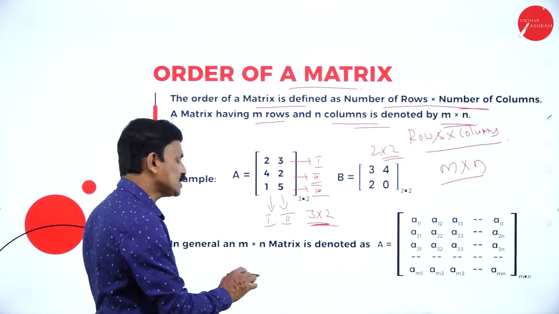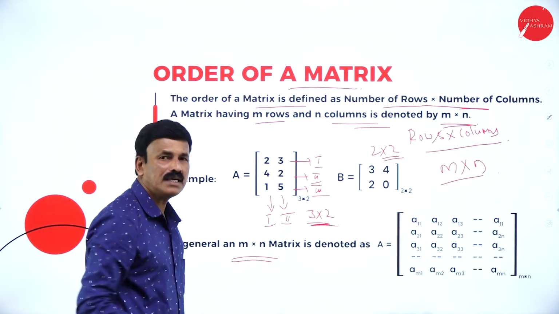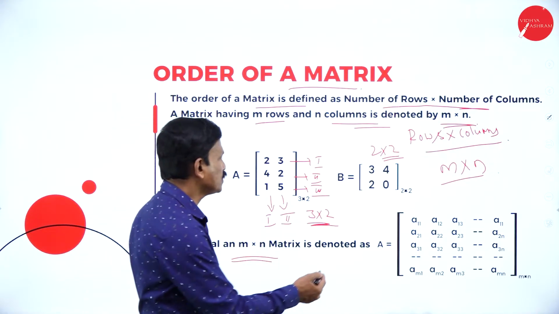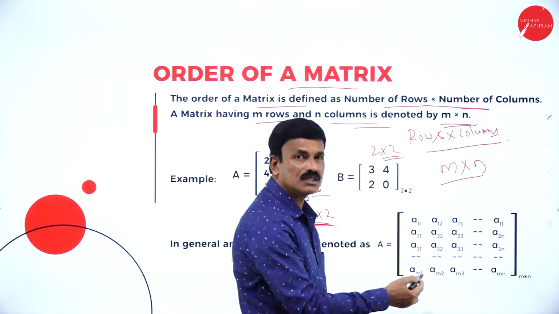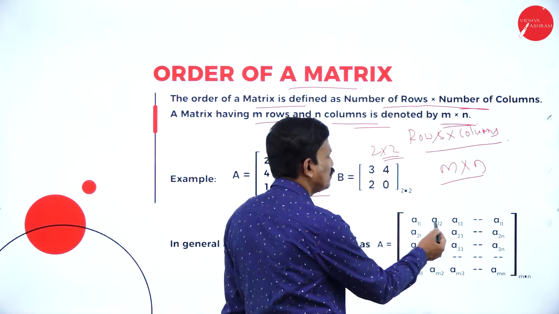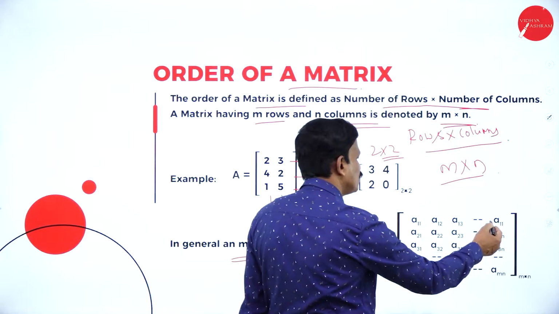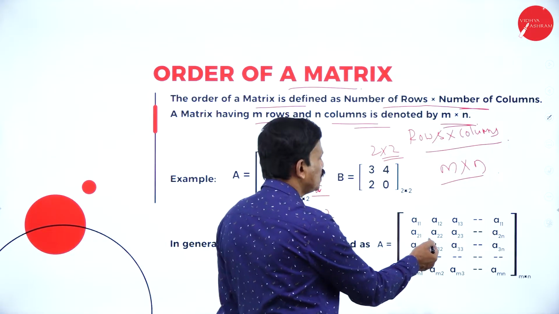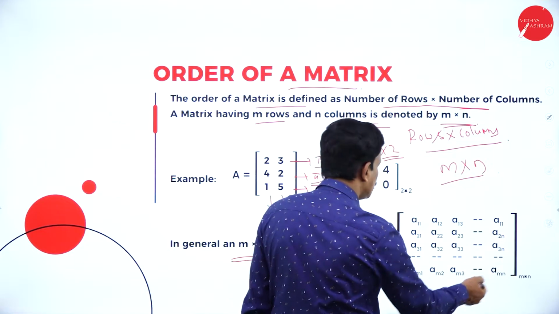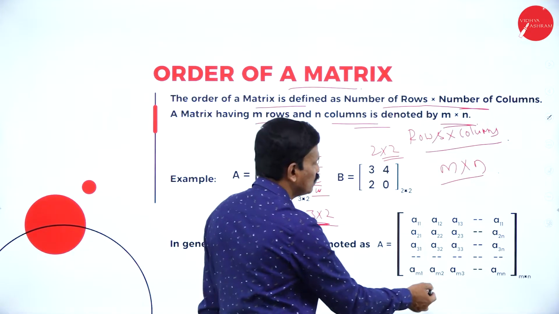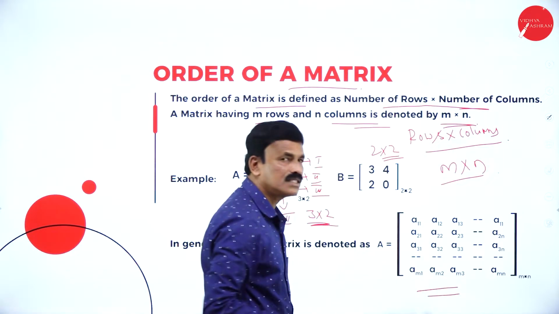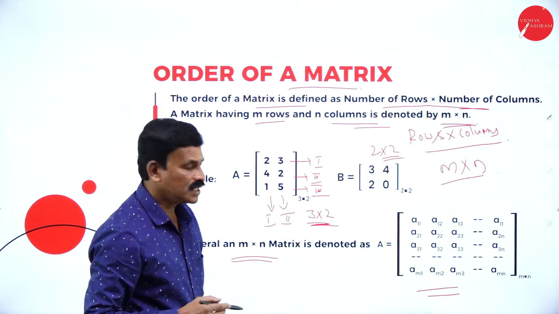In general, a matrix of order m into n, with m rows and n columns, is denoted like this: A is equal to, suppose a matrix contains m rows, let us write a11, a12, a13, etc., a1n, and a21, a22, a23, a2n, a31, a32, etc., a3n, and the last row am1, am2, am3, amn. So, this is a matrix which contains m rows and n columns.